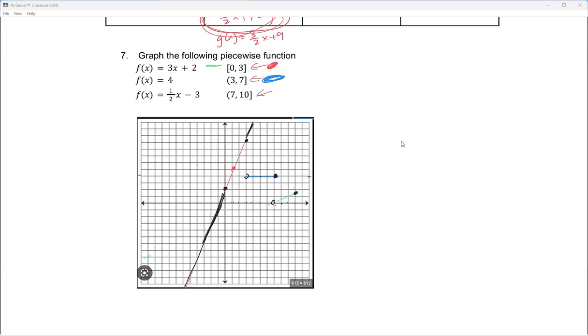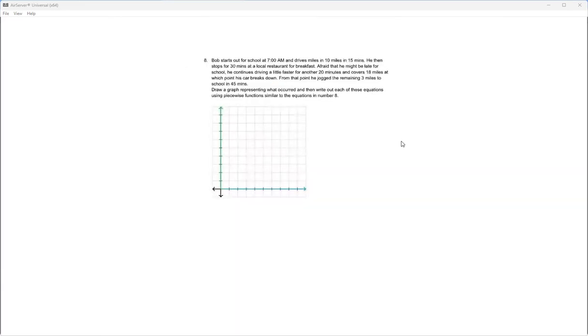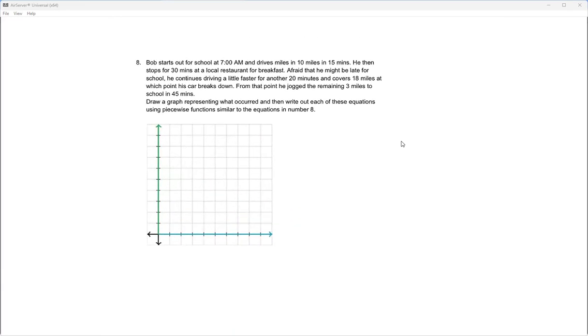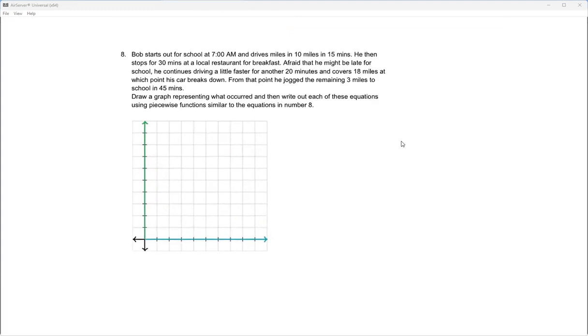All right. Last one. Okay. I didn't quite solve this out yet. Bob starts out at school at 7 a.m. Did you guys put minutes on the x-axis and then miles on the y-axis, or what did you do? Time always goes on the x-axis. Thank you.